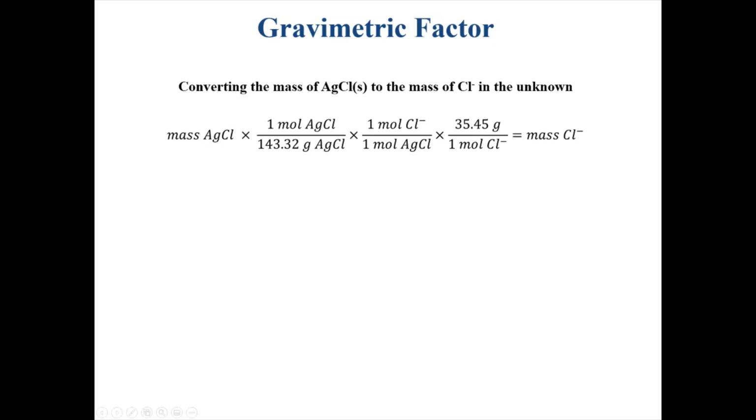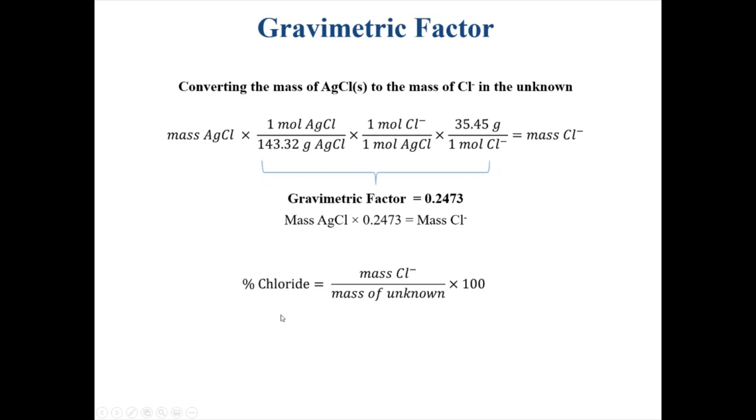And so then we can convert that 1 mole of chloride into a mass using its molecular weight of 35.45 grams. So if you take these conversion factors and summarize them, if you take 35.45 and divide it by 143.32, you get the gravimetric factor, which is 0.2473. So whatever your mass of silver chloride is, if you multiply that mass by 0.2473, this will give you the mass of chloride that was in the original sample.